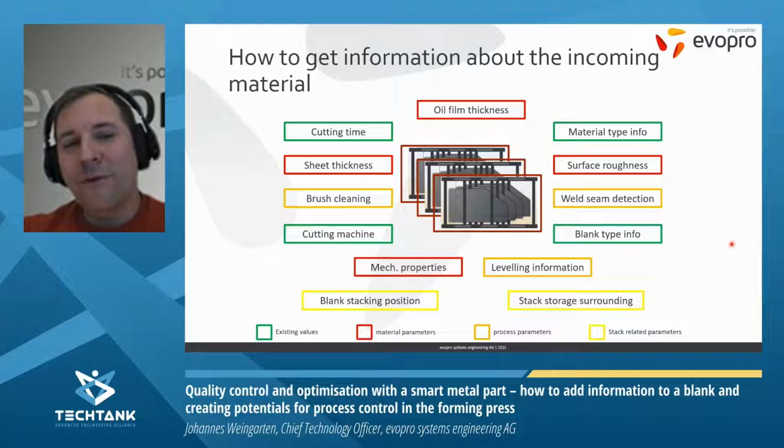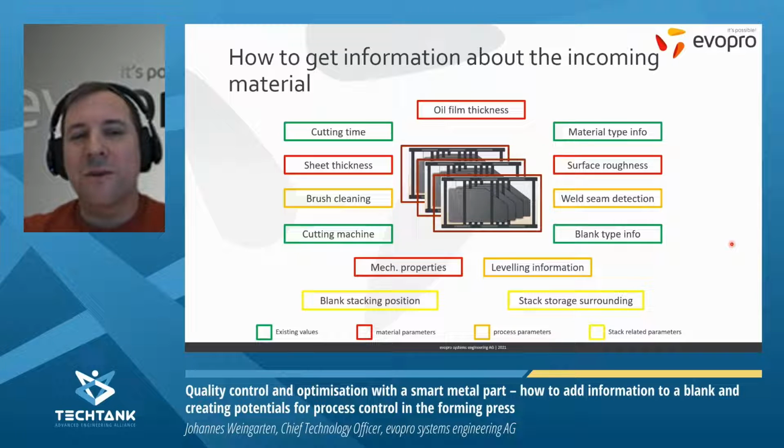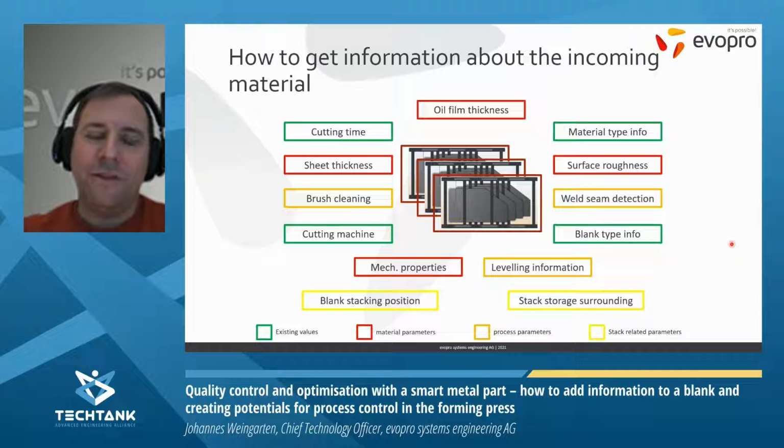So it is extremely important to know where the blank was located in the stack before it is unstacked or destacked in the forming press.